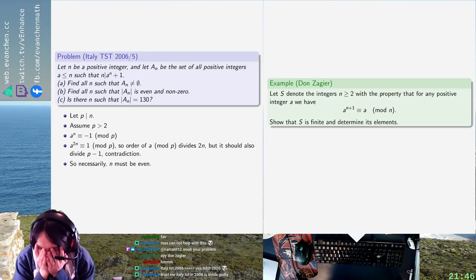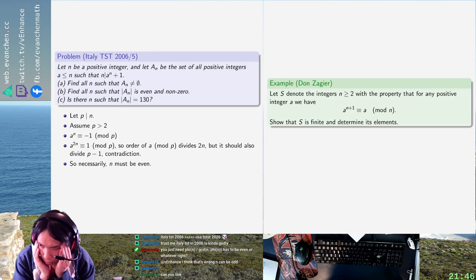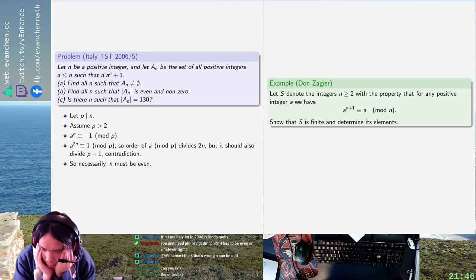Yeah, now I'm confused. So 2 works. Does 4 work? 4 doesn't work, right? Does 6 work? 6 should work. Right? No.